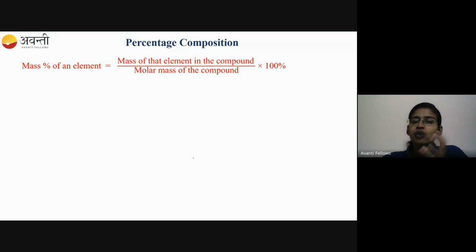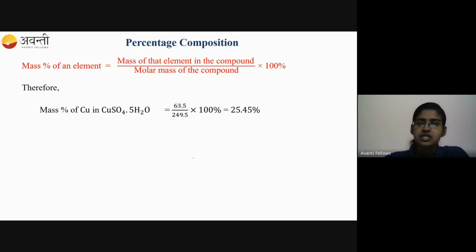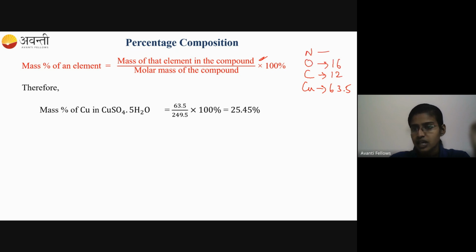Now, if I want to find out the percentage of copper in the copper sulfate pentahydrate compound, what do I have to do? The mass percentage of copper is mass of that element. What is the atomic mass of copper? Atomic mass of copper is 63.5. So for carbon, we have 12, for oxygen we have 16, and for nitrogen we have 14.